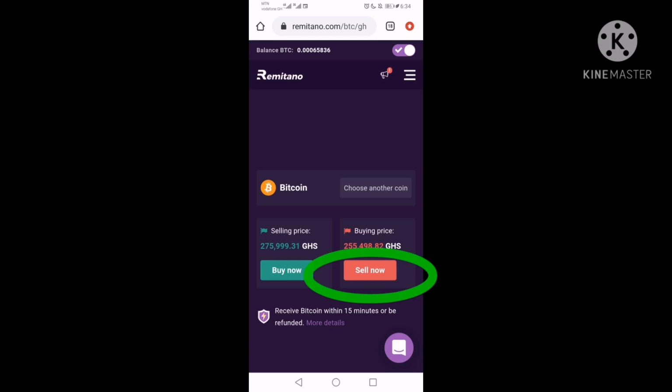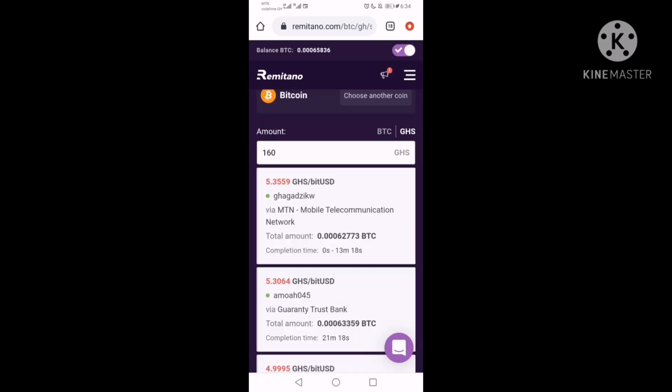Now when you click on Sell Now, it will give you a spot where you can input the amount that you want to withdraw, and should the amount be less than the amount you can withdraw, you will not have any vendors popping up. Consider the vendors as the middlemen who want to buy your Bitcoin.